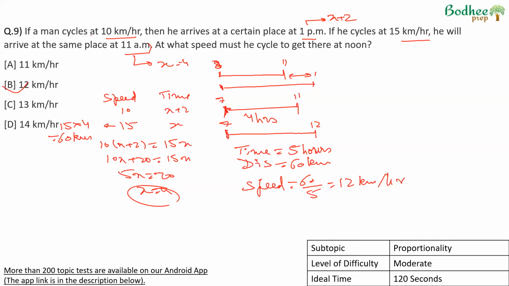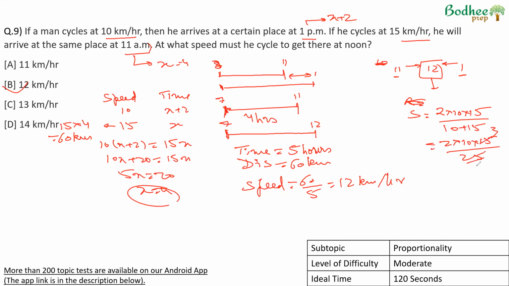Another thing that can be seen here is, since the arrival times are 11, 12 and 1, at the faster speed 11, at the slower speed 1, and we have to find out the speed for the time in the center. Therefore, the required speed can also be taken as the harmonic mean of 15 and 10. So we can directly write the answer is 2 into 10 into 15 upon 10 plus 15. This will be 2 into 10 into 15 by 25. 5 3s are 15, 5 5s are 25, 2 into 2 into 3 is 12, which is the answer. That could also have been done.